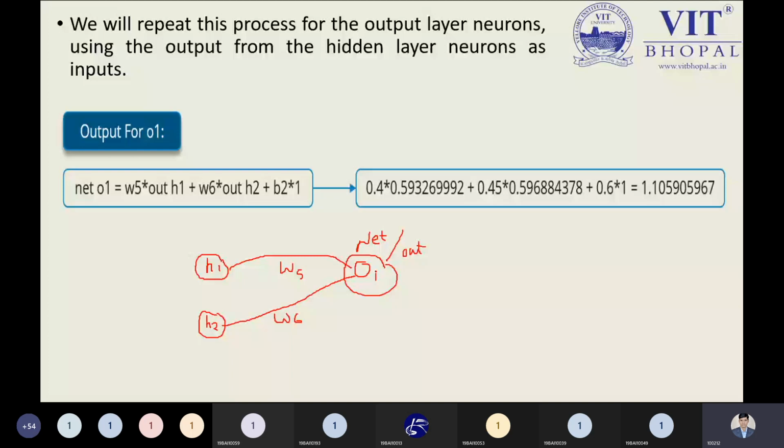So net value of the O1 will be calculated by the H1. So what is the H1? It's out value. So we have to use its out value, and this out value will be an input value of our output layer or O1 node. But what is the weight? We have to multiply. Okay, so this is the point. I'm showing with the help of the arrow like this one.